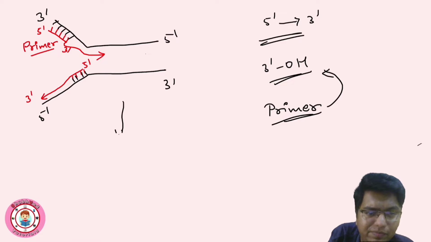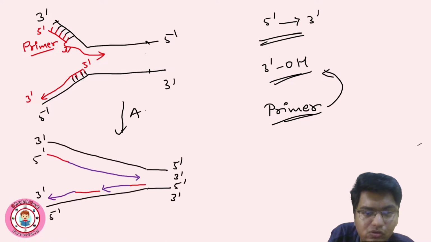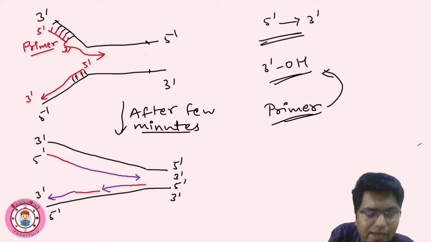Now we will see the next picture, in which the replication fork has gone some nucleotides further. Suppose I am here. So after a few minutes, this will be the picture. The replication fork has proceeded and replication is continued. So now more nucleotides have been added. You can see here one strand is a continuous strand. It will go in this forward direction as it is.